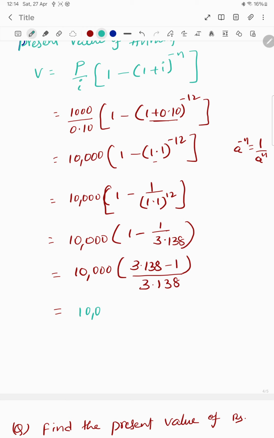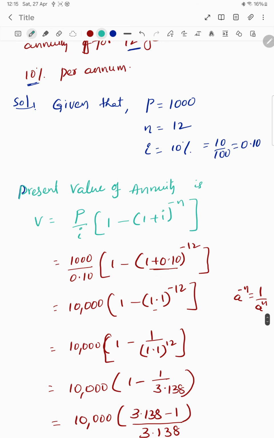This is nothing but 10,000 into 3.138 minus 1, which means 2.138, divided by 3.138. So if you multiply 10,000 into 2.138 divided by 3.138, it will give you 6,813.25. So this is the answer for the present value of annuity for the given information.